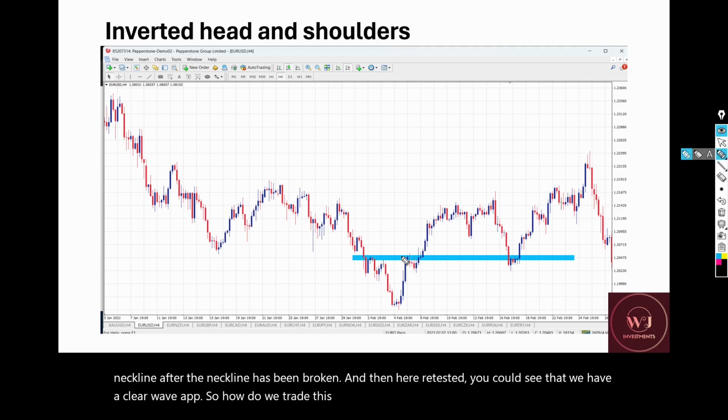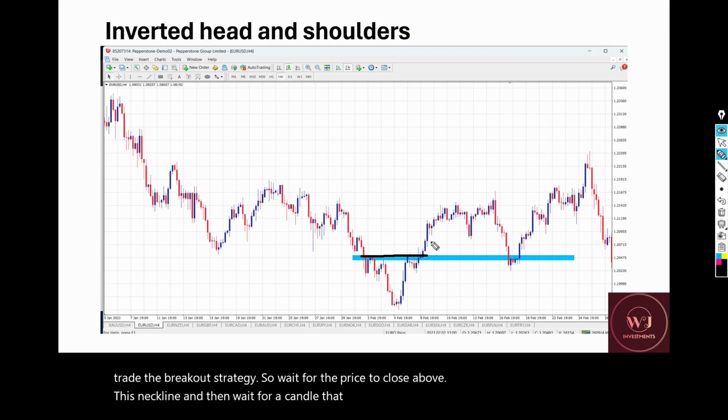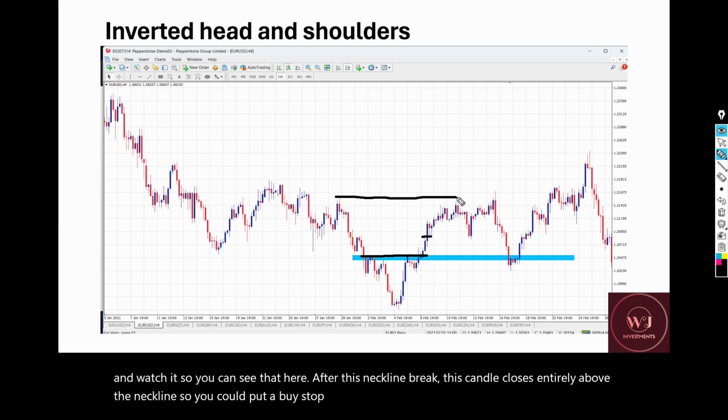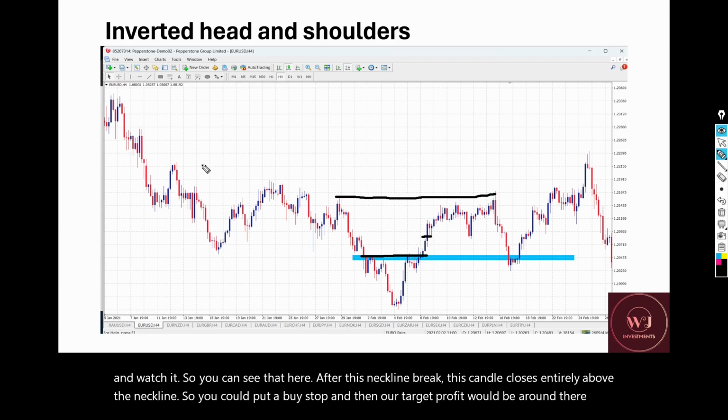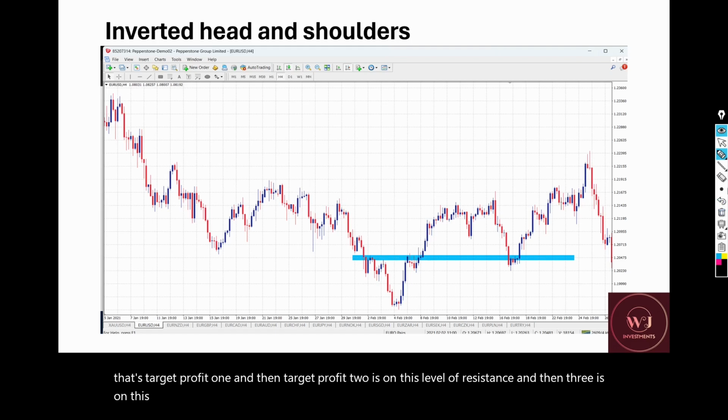So how do we trade this one? When we are going to trade, number one, we can trade the breakout strategy. So wait for the price to close above this neckline, and then wait for a candle that closes entirely above the neckline. Like we said in a previous video, if you didn't watch it, I recommend you go back and watch it. So you can see that here, after this neckline break, this candle closes entirely above the neckline. So you could put a buy stop, and then our target profit would be around there. So that's target profit 1, and then target profit 2 is on this level of resistance, and then 3 is on this level of resistance.